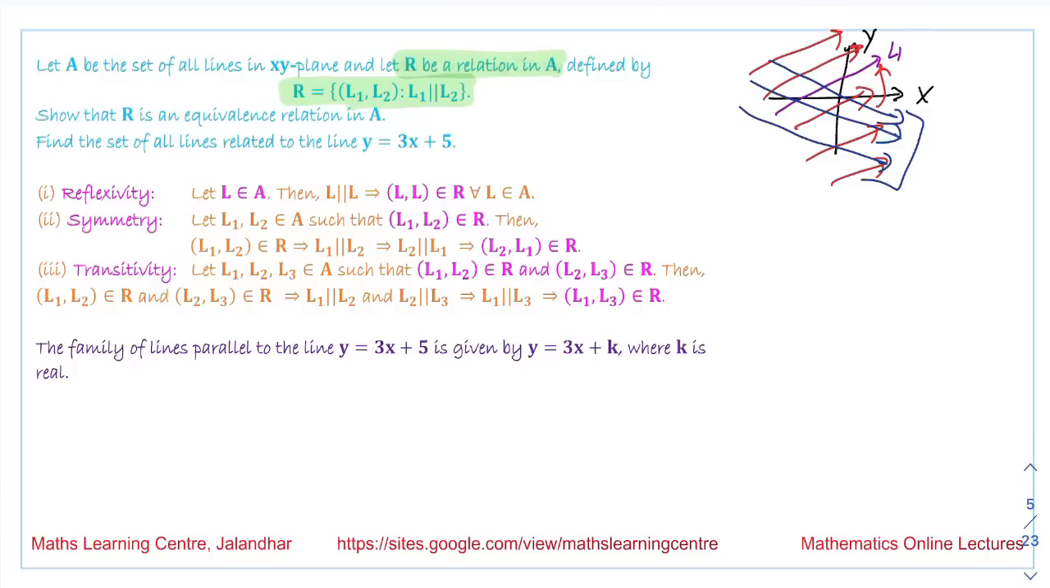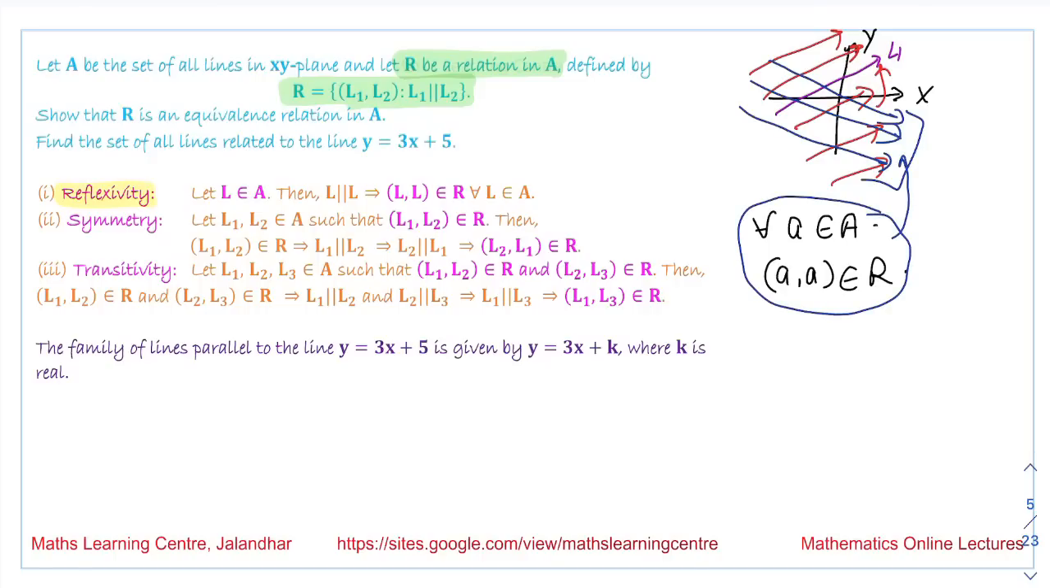So the first thing we are talking about is reflexivity. For reflexive, the definition is that for all A belonging to A, we have to prove that A comma A belongs to R. That is, every element is related to itself. In this connection, every element being related to itself means every line is parallel to itself.